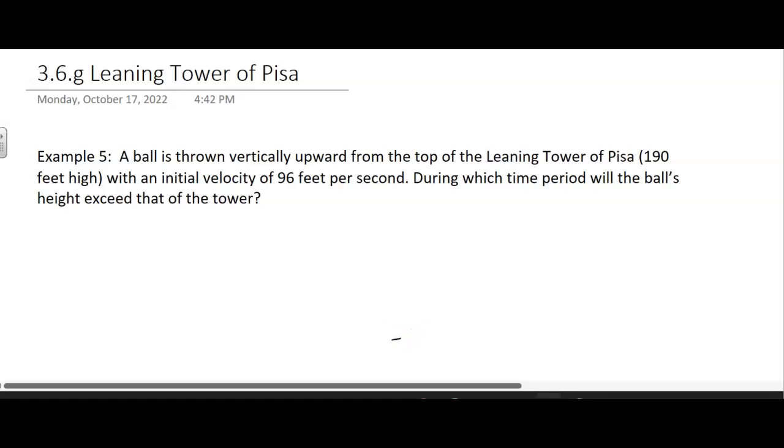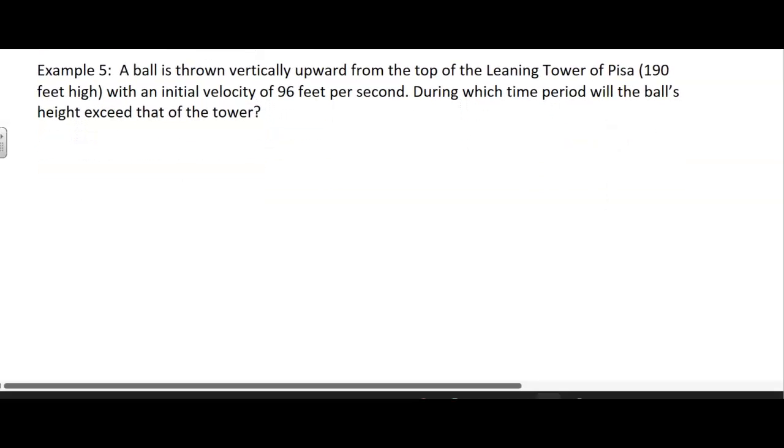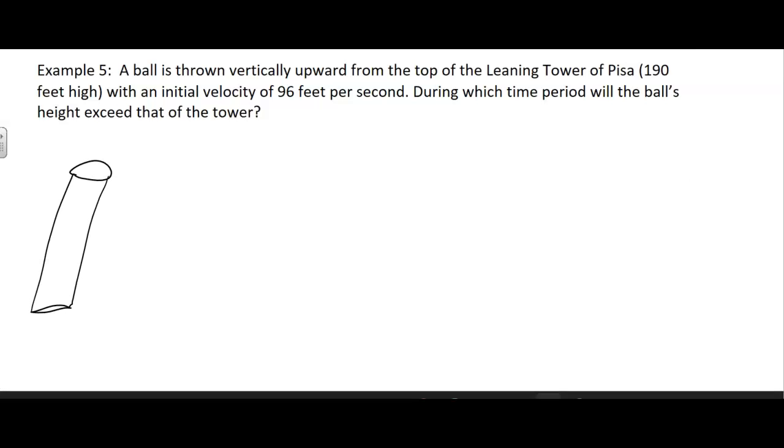So now we're going to do an example about the Leaning Tower of Pisa. So I got to go to Italy. I haven't traveled very much, but I did get to go to Italy and I got to see the Leaning Tower of Pisa. It's pretty cool. So we're going to draw a picture of the Leaning Tower of Pisa, something like that. It's kind of weird when you walk into it because the floor is so slanted.